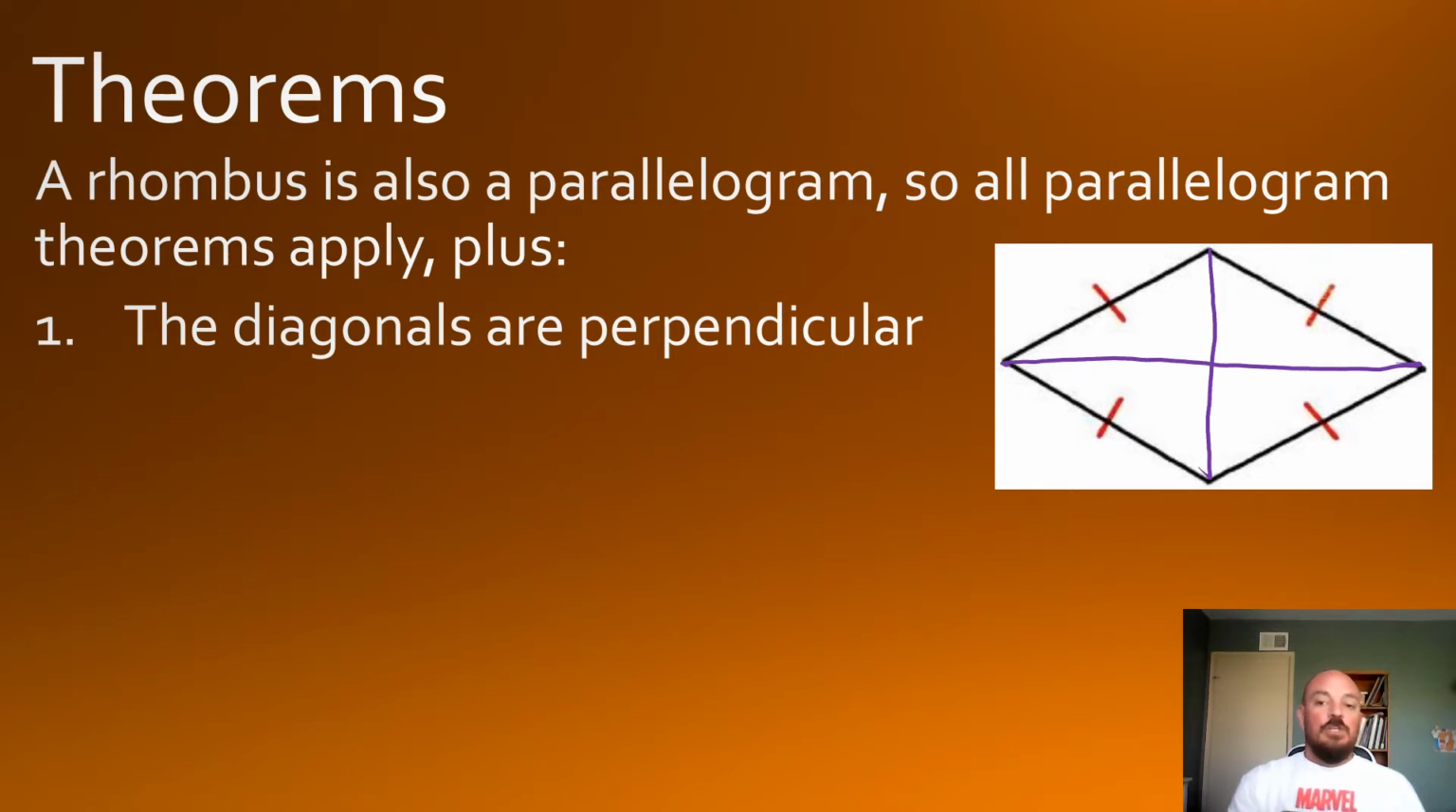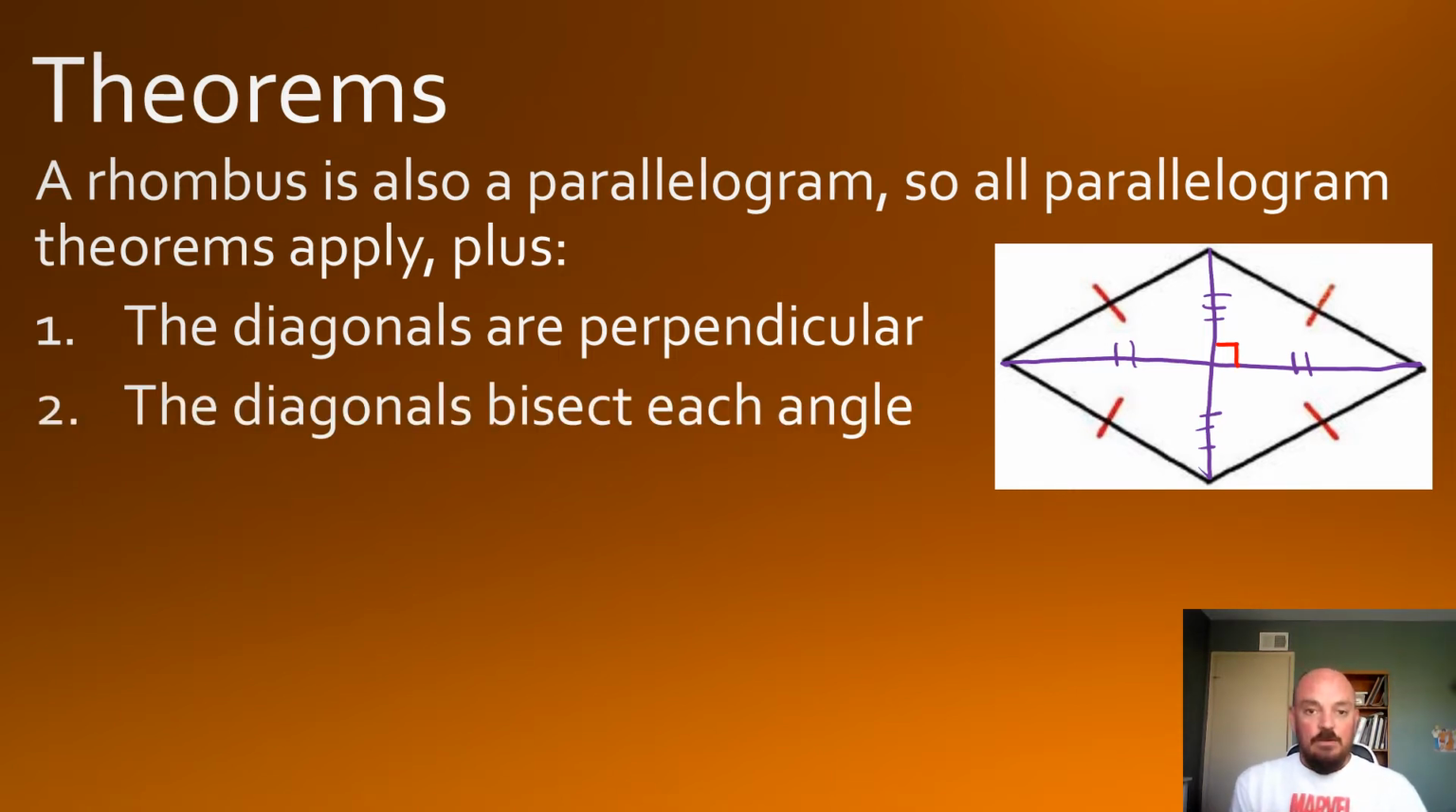Now, what we knew already, because it's a parallelogram, is that these two are congruent, and these two are congruent. That's true for any parallelogram. What's different for a rhombus is that they make a right angle. So in a rhombus, the diagonals are perpendicular. That's a new theorem that applies to a rhombus, but not other types of parallelograms.